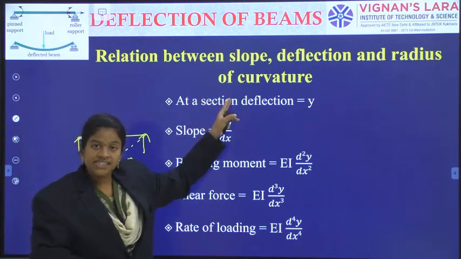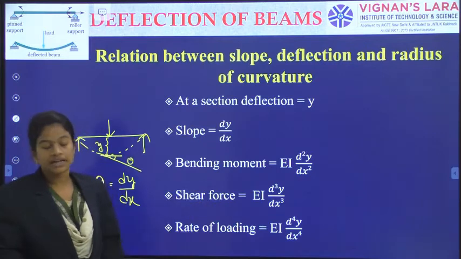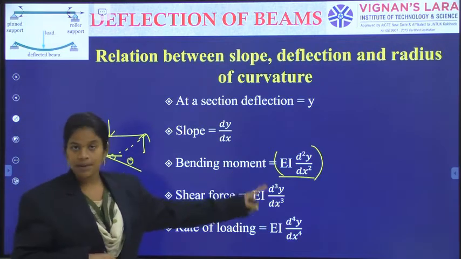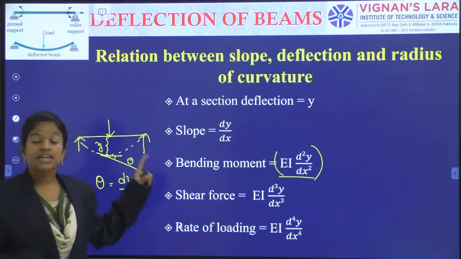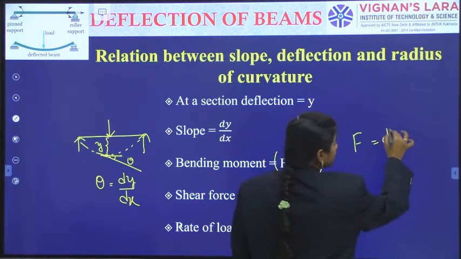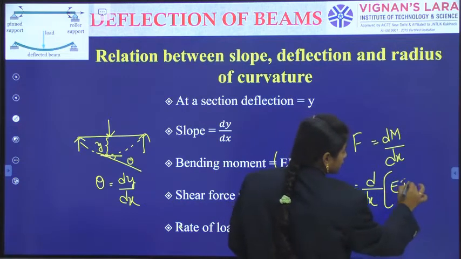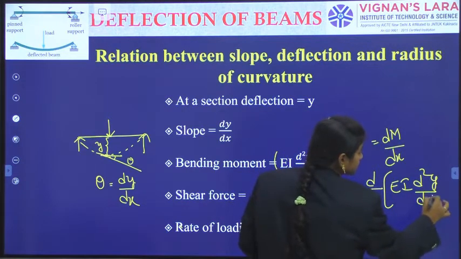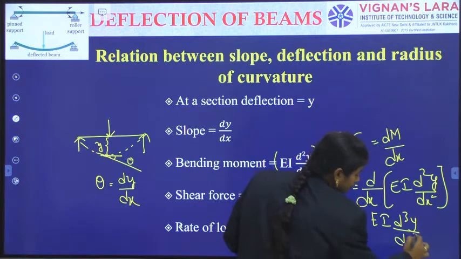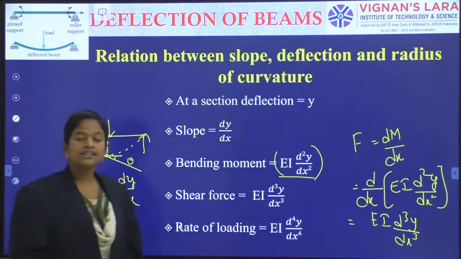Deflection is y. Differentiation of the deflection we will get slope, and then EI d square y by dx square is the bending moment. So, EI multiplied by d square y by dx square is the bending moment at that section. And then shear force, we have already given the relation between shear force and bending moment. Shear force F is equal to dM by dx, right? So, that's why d by dx of EI d square y by dx square, the result we get is EI d cube y by dx cube. Okay, so the shear force F is equal to EI d cube y by dx cube. And then intensity or the rate of loading.